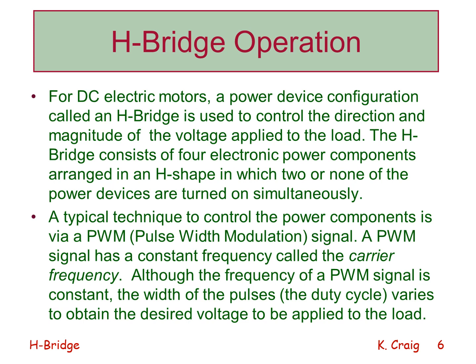H-bridge operation. For DC electric motors, a power device configuration called an H-bridge is used to control the direction and magnitude of the voltage applied to the load. The H-bridge consists of 4 electronic power components arranged in an H shape in which 2 or none of the power devices are turned on simultaneously. A typical technique to control the power components is via a PWM, pulse width modulation, signal. A PWM signal has a constant frequency called the carrier frequency. Although the frequency of a PWM signal is constant, the width of the pulses, the duty cycle, varies to obtain the desired voltage to be applied to the load.